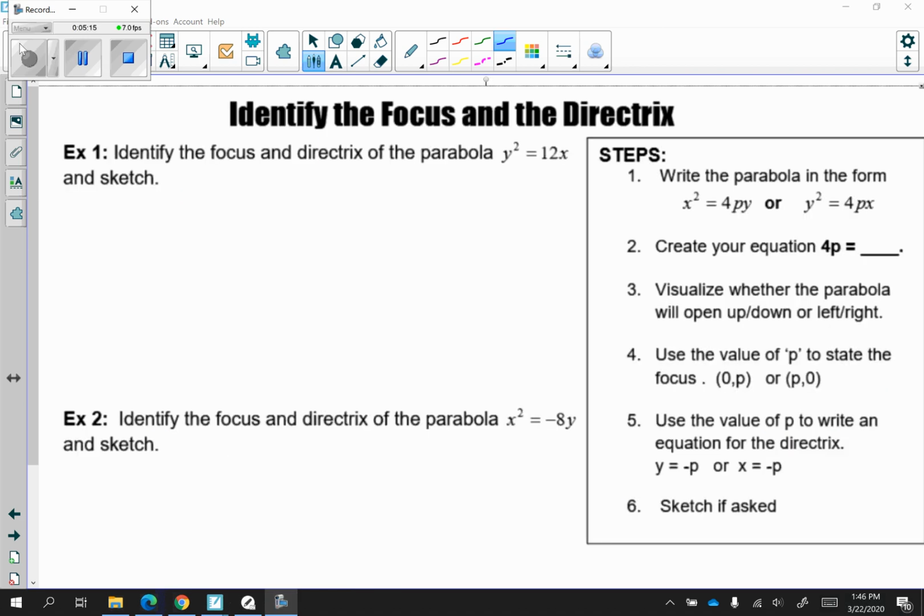Let's look at the first two example problems. Notice on the right you have the steps. You can follow along. Number 1, identify the focus and directrix of the parabola y squared is equal to 12x.